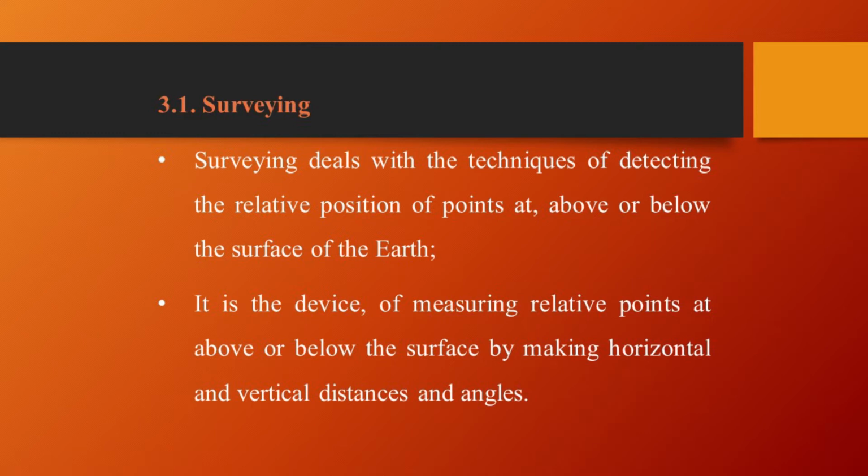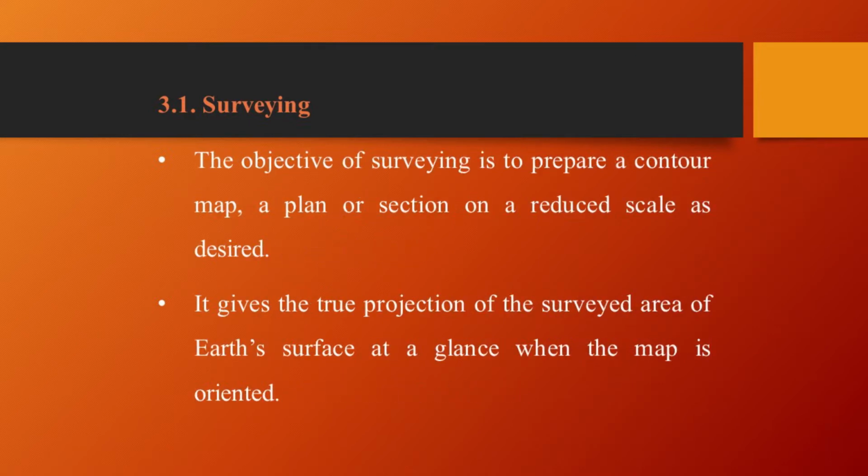It is the science of measuring relative points at, above or below the surface by measuring horizontal and vertical distances and angles. The objective of surveying is to prepare a contour map, a plan or section on a reduced scale as desired. It gives the true projection of the surveyed area of the earth's surface at a glance when the map is oriented.